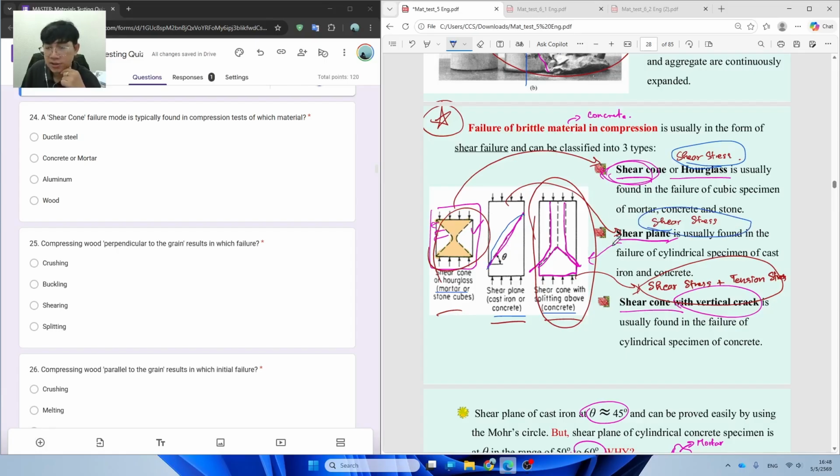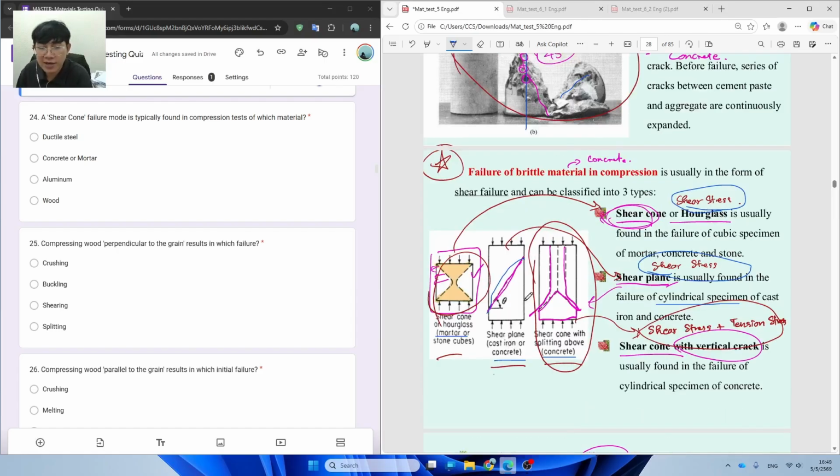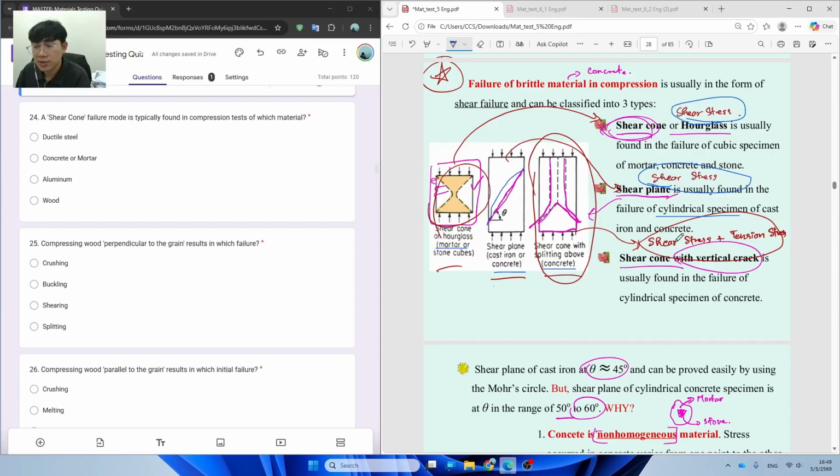Normally it occurs in the cylindrical specimen of cast iron or concrete. For cast iron it's going to fail at about 45, but for the concrete it's going to fail at about 50 to 60. And the last one is the failure caused by shear stress plus tension stress, which creates a shear cone with a vertical crack like this. But this one rarely occurs. Normally it's going to occur like an hourglass, caused by the shear stress as the first one. Even though it's a cylindrical sample of concrete, most of the time it's going to fail like this.